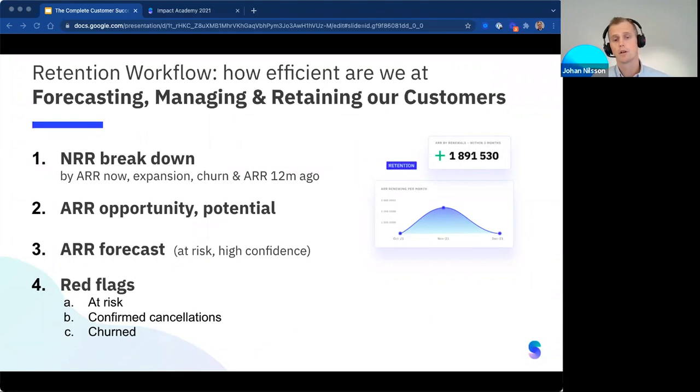We should also look at opportunities, of course, here. How many new opportunities to expand are we creating, and are we actually winning? And what is the potential?